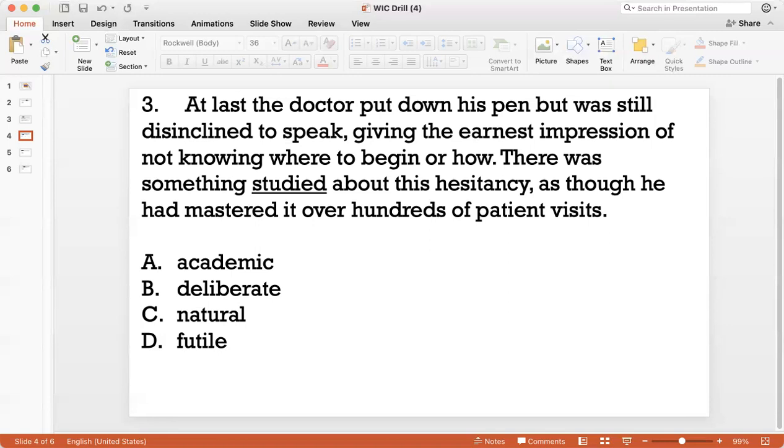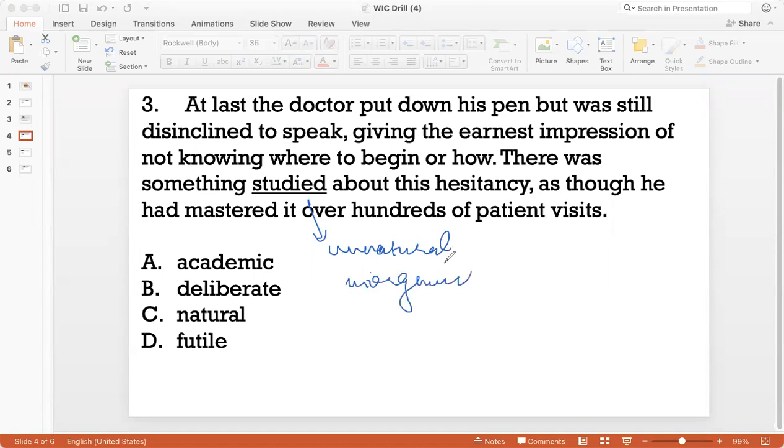should first try and think of a word that you would use in the context of that sentence, right? What is a good word that you think can replace it? So I would say there was something unnatural, there was something inorganic about the way he behaved, about his hesitancy, right? So what is a good replacement for these words?